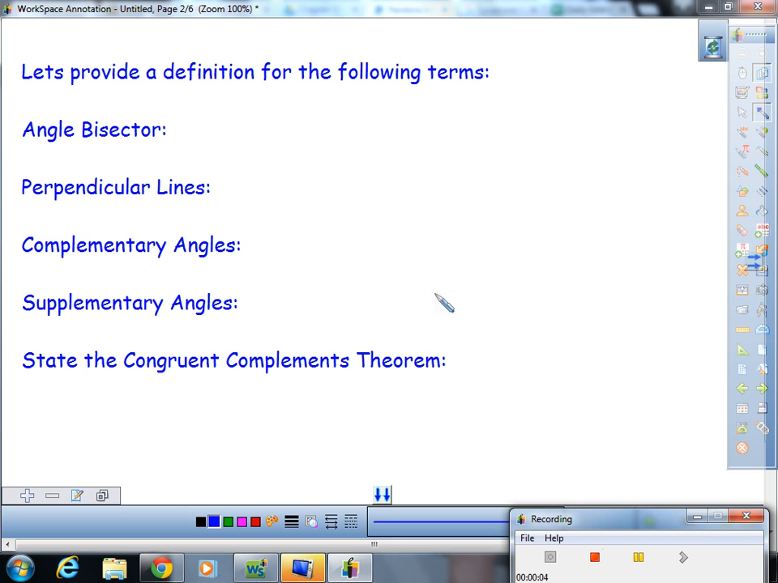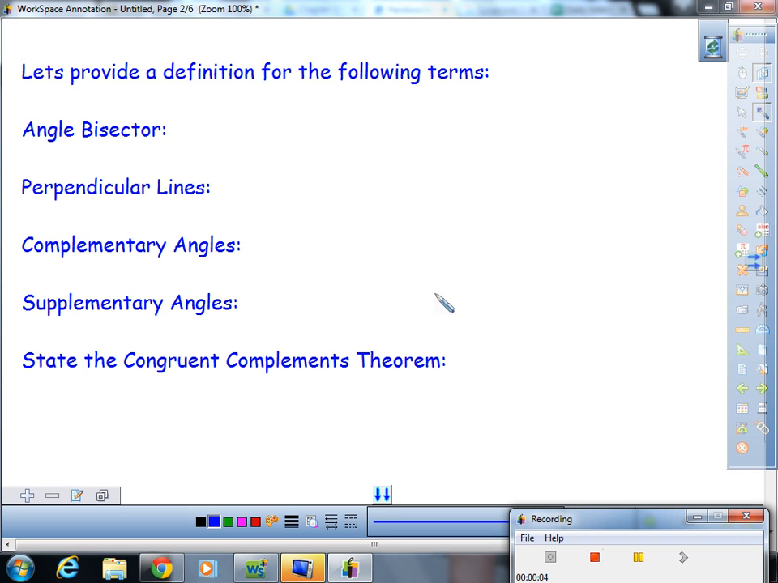Complementary angles. There's 2 definitions. You have to understand that or you're going to get one of the true-false questions wrong. 2 angles are complementary if they add to be 90 degrees, or you could say that 2 angles are complementary if they form a right angle. Supplementary angles: 2 angles are supplementary if they add to be 180 degrees, or if they form a straight angle.